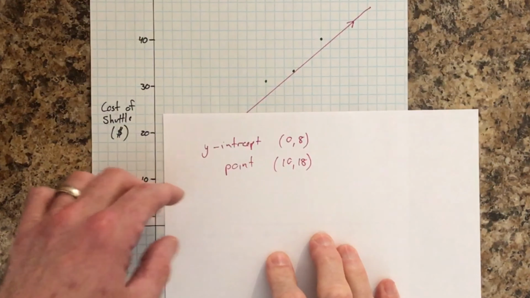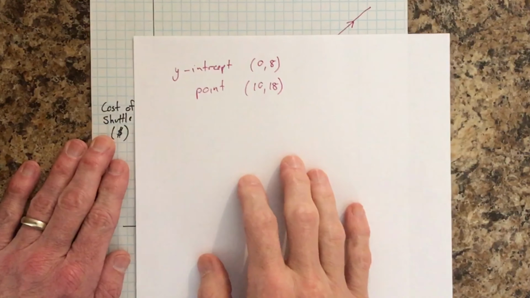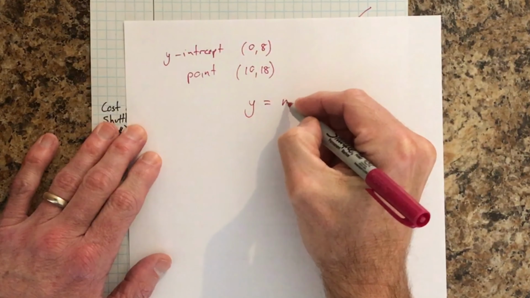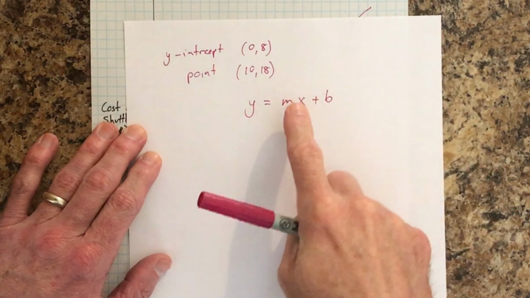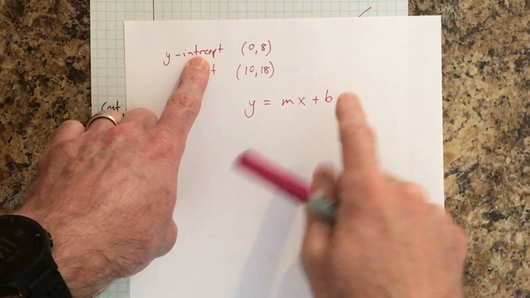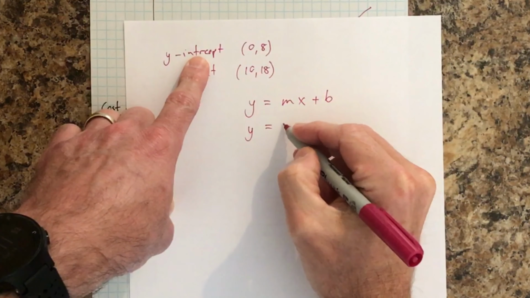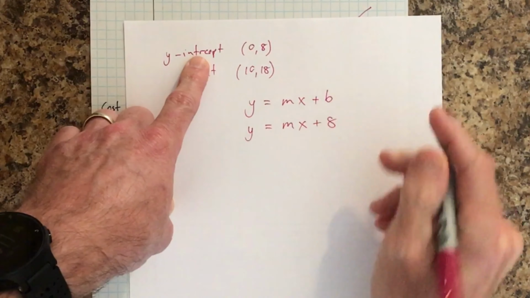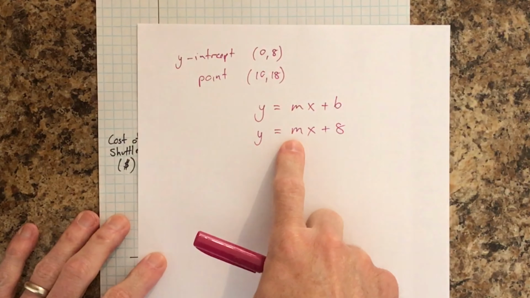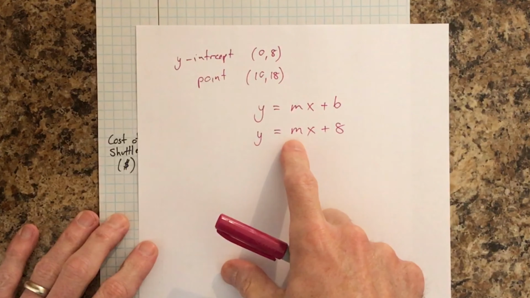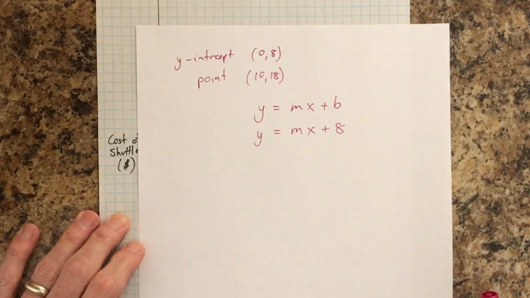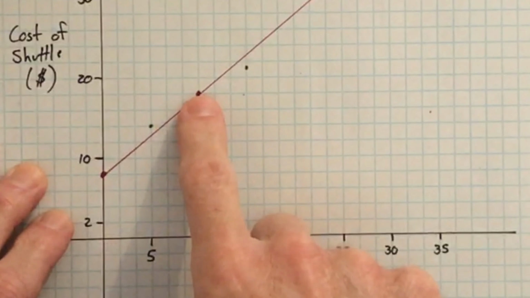Now, we have our two points on the line, and it's time to find the equation of that line. We know it should be of the form y equals mx plus b, where m represents the slope and b represents the y-intercept. We already have the y-intercept, so all we have to do is figure out the slope. To find the slope, we need to think about how steep the line is. To do that, let's think about a slope triangle.